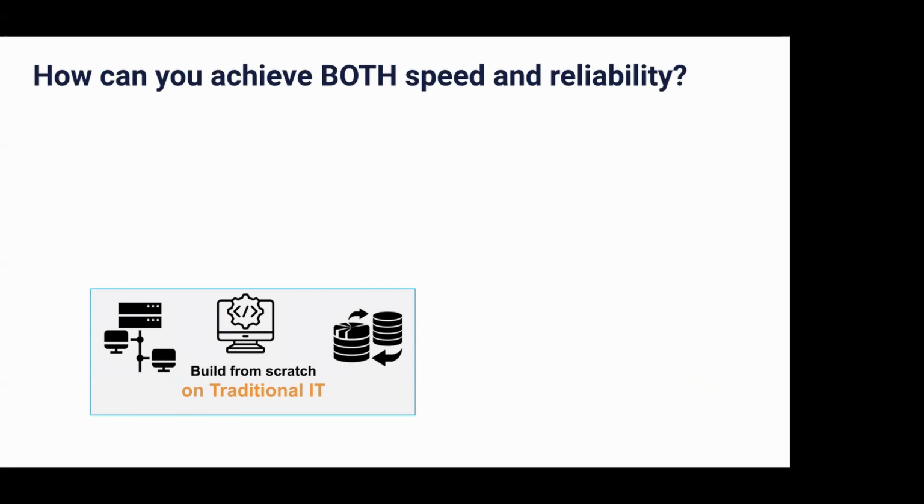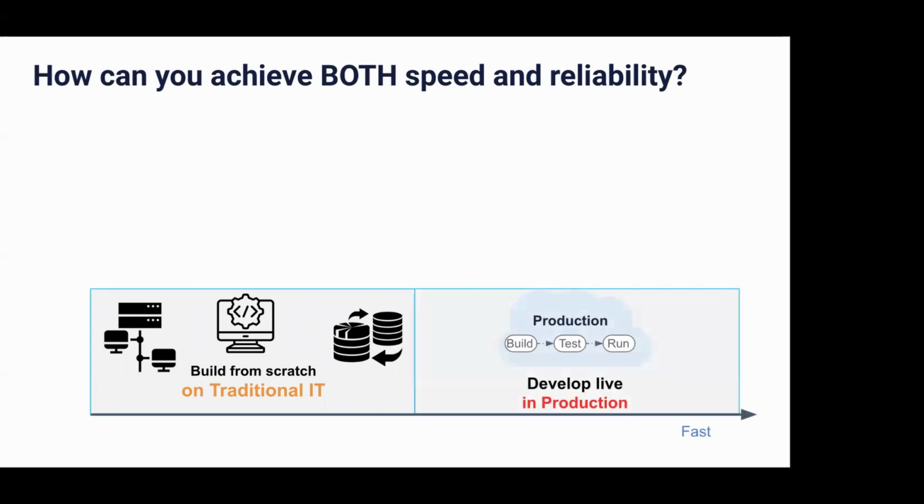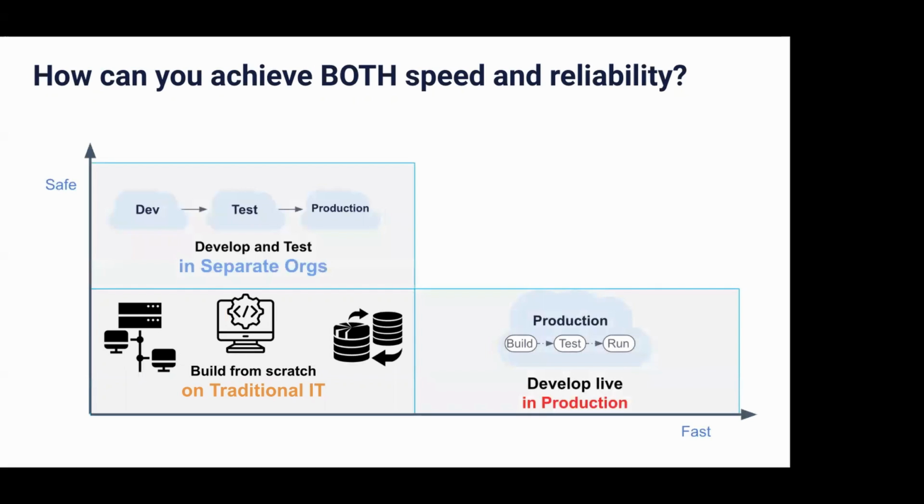So if we just ask ourselves the basic question, how can you achieve both speed and reliability? Imagine the starting point pre-Salesforce, building from scratch, traditional IT, custom code, custom database. Well, Salesforce makes things fast. And the fastest way to build on Salesforce is to do it right in production. That is fast, right? But that's not very safe. So if you want to be safe, you have separate orgs: development, test, production.